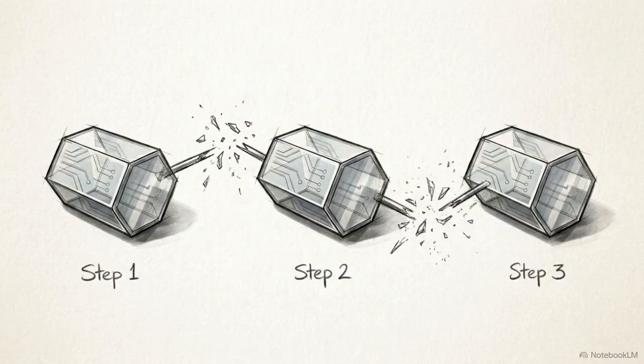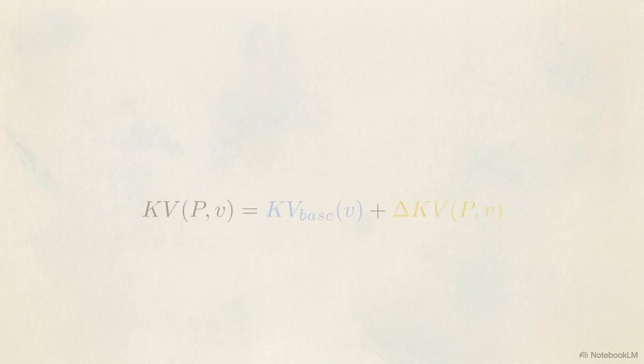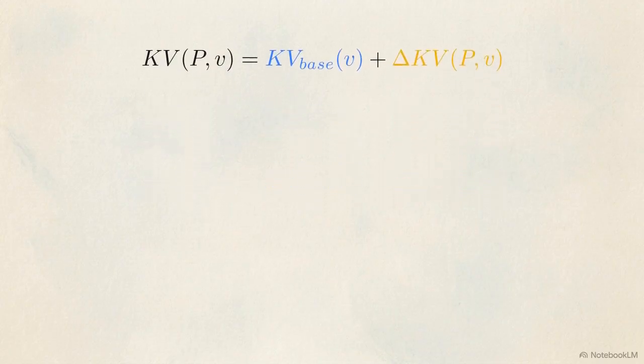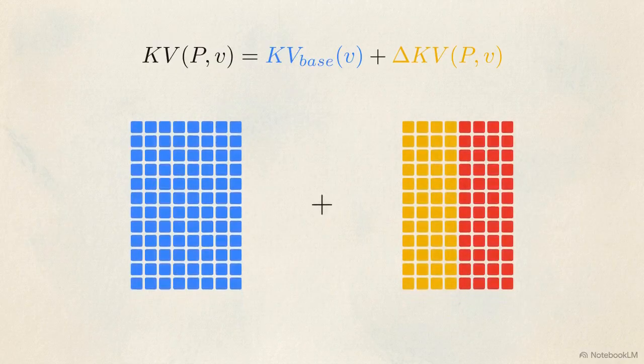Stateless caching, storing just one cache per operation regardless of context, breaks the dependencies between steps and lowers accuracy. This equation represents GraphFlow's interpolation between those two extremes. It splits the runtime cache for an operation into a precomputed base, plus a delta matrix capturing the prefix-induced difference.